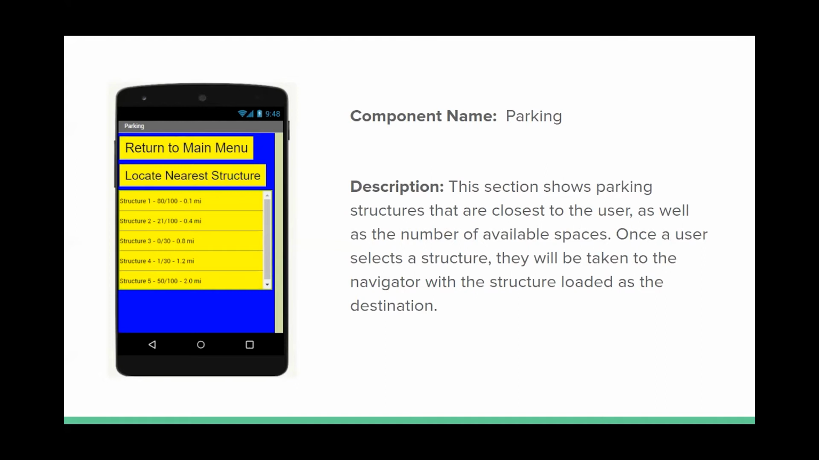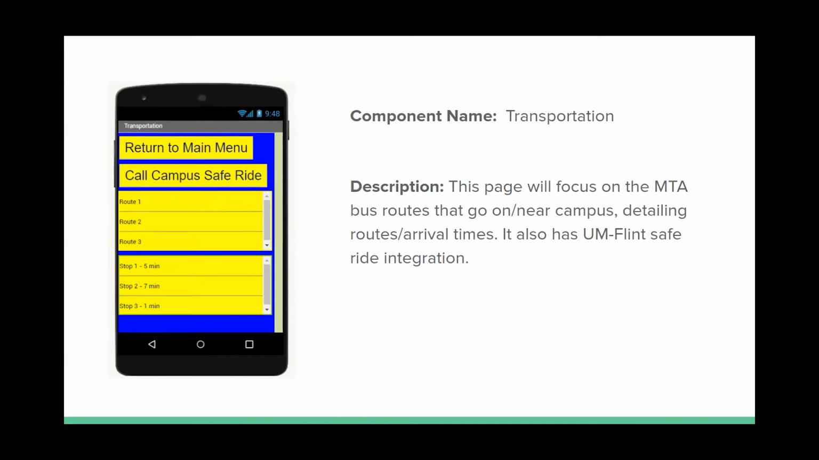The parking component here also lists the different structures located around, and it shows the availability of the actual spaces as well as the distance of how far away the structure is. And the next component is the transportation. This is what is used for the MTA bus routes and times for the different bus stops.